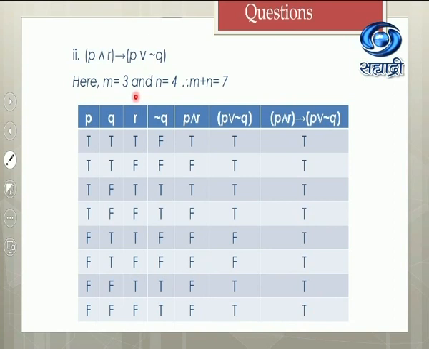So what is AND? If one is also false, it becomes false. So let us do: true and true is true. True and false is false. True and true is true. True and false is false. False and true is false. False and false is false. False and true is false again. And false and false is false.